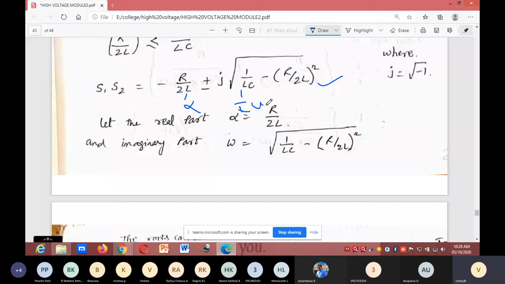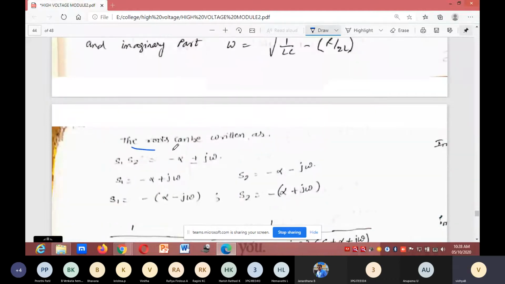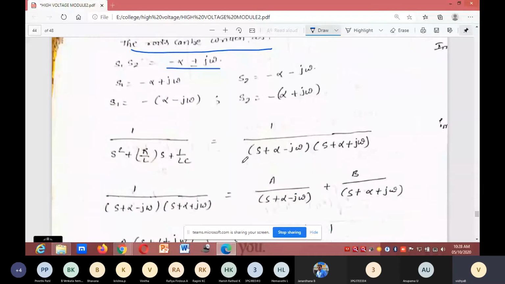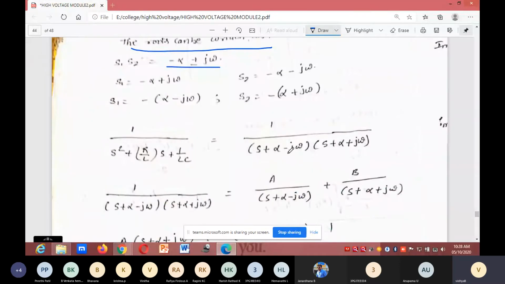That is omega. The roots can be written as S1, S2 is equal to minus alpha plus or minus j omega. S1 is equal to minus alpha plus j omega, which can be written as minus, taking common minus, alpha minus j omega. For S2, minus alpha minus j omega, taking common minus, alpha plus j omega. We need to find out the A value and B value again. You need to write 1 divided by s plus alpha minus j omega, s plus alpha plus j omega. But we need to separate this equation.